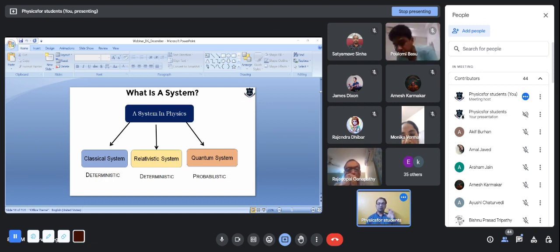Okay, so in physics we call there are three systems. One is a classical system, which is highly deterministic. I will come to the notion of what is deterministic. Another is what is called a relativistic system, and another is called a quantum system, which is probabilistic in nature. In general, we will divide physics into three systems.